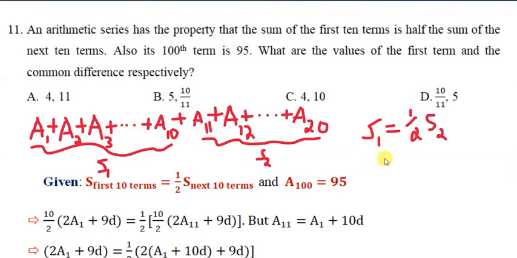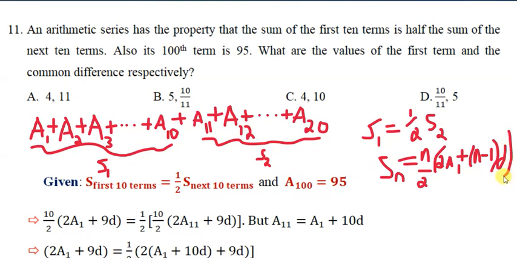Therefore, using the formula Sn is equal to n over 2 times 2a1 plus, don't forget this one, n minus 1 times the common difference d. Here put the whole bracket. We know this one.